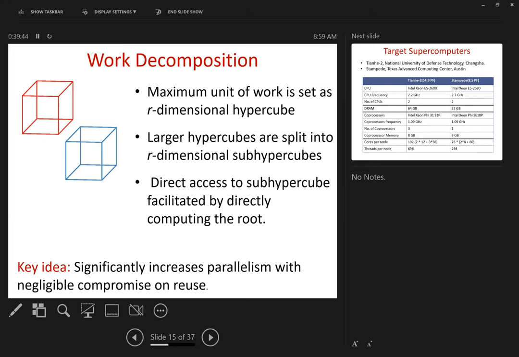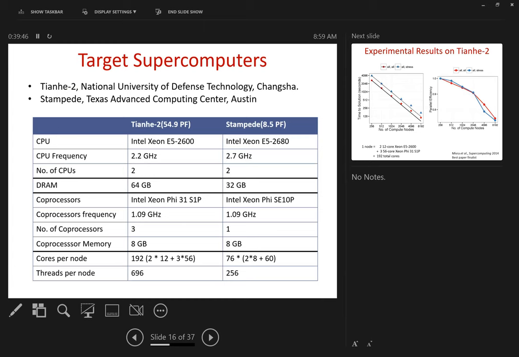Okay, I will just show you some results, and because this is an NP-hard problem and we're actually doing an exponential search, we really needed a big supercomputer. In around 2013, 2014, when we did this work, the Tianhe-2 supercomputer at Changsha was the top supercomputer in the world. So we were able to get access to it through a collaboration with them.